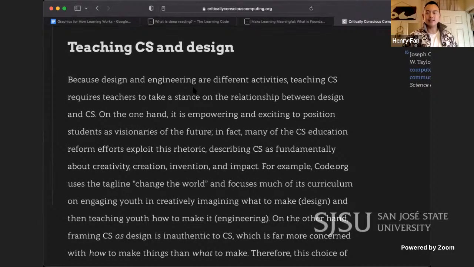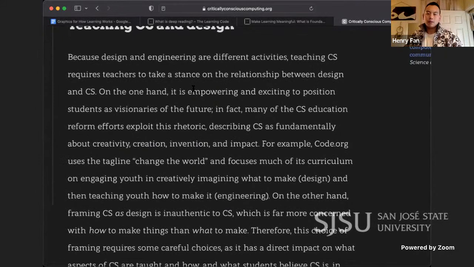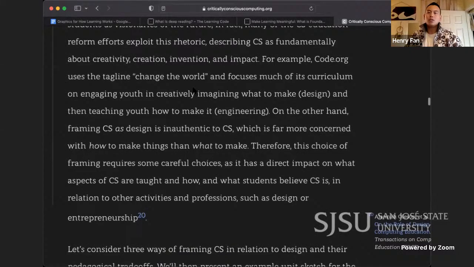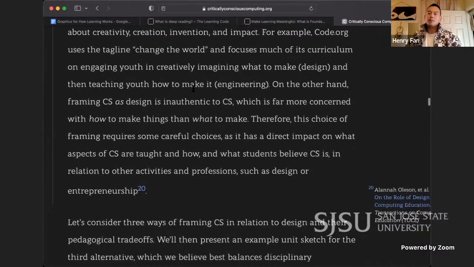Teaching CS and Design. Because design and engineering are different activities, teaching CS requires teachers to take a stance on the relationship between design and CS. On the one hand, it is empowering and exciting to position students as visionaries of the future. In fact, many of the CS education reform efforts exploit this rhetoric, describing CS as fundamentally about creativity, creation, invention, and impact. For example, Code.org uses the tagline, "Change the World," and focuses much of its curriculum on engaging youth in creatively imagining what to make, design, and then teaching youth how to make it, engineering.